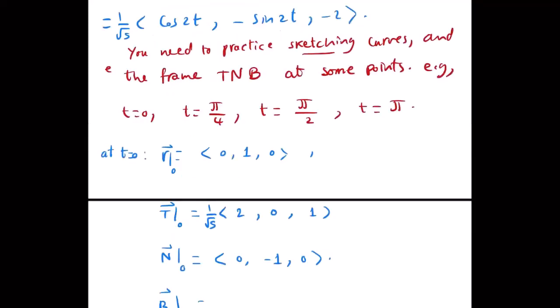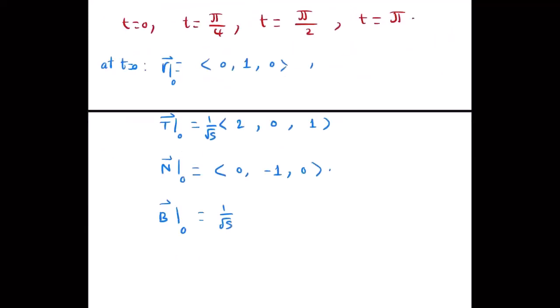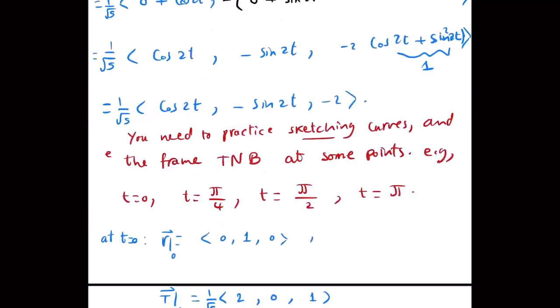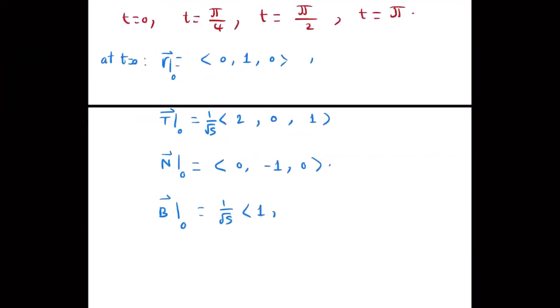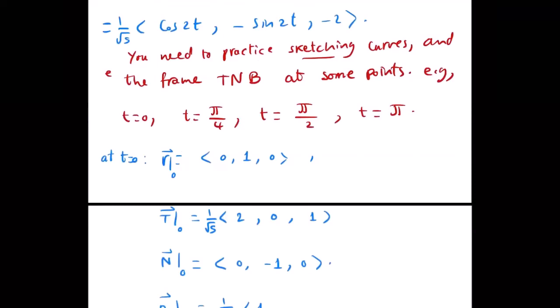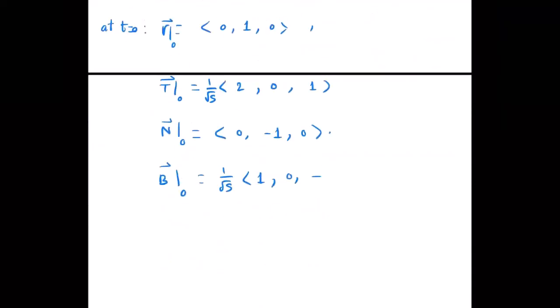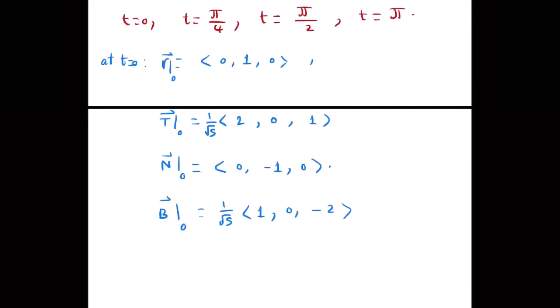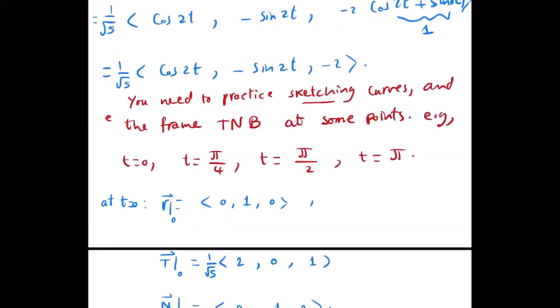Substitute here for the final result. We get root 5 times cosine 0 again is 1. Sine 0 is 0. And here you get negative 2. This is the third requirement.